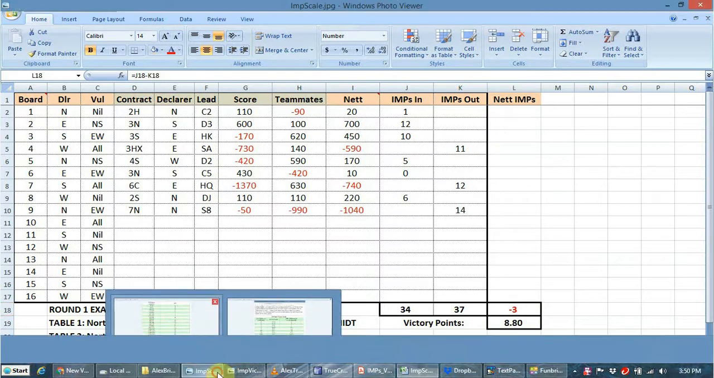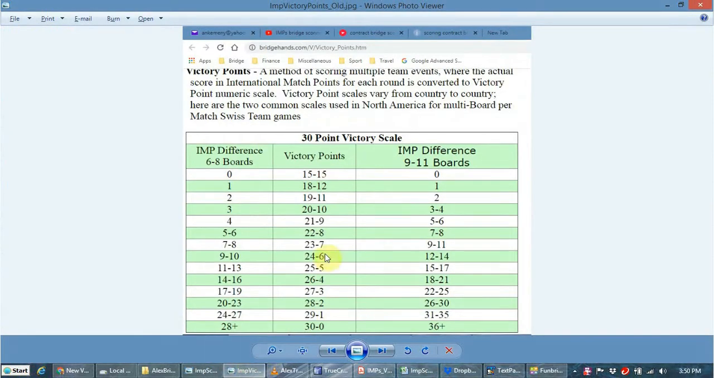This used to be the scale. It was a far simpler scale to understand. Here, in a 9-board match, we lost by 3 to 4 imps. The score would be 20 to 10. If we lost by 2 imps, it would be 19 to 11. So here, with a 30-point victory scale, we used to have this way of scoring.